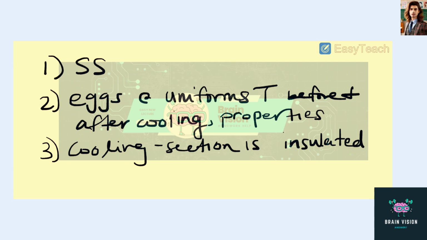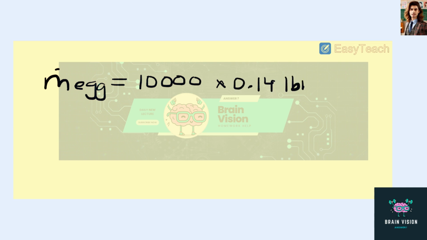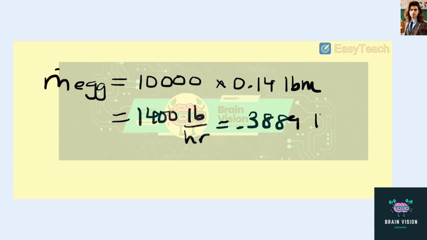And what we're going to do next is use the properties of our eggs to solve for our m dot. So we can say that m dot of our egg is going to be equal to the rate at which eggs are cooled, so that's 10,000 eggs per hour, times the average mass of each egg, which we know to be 0.14 pound mass. So this gives us an m dot egg of 1,400 pound mass per hour, which is also equal to 0.3889 pound mass per second.